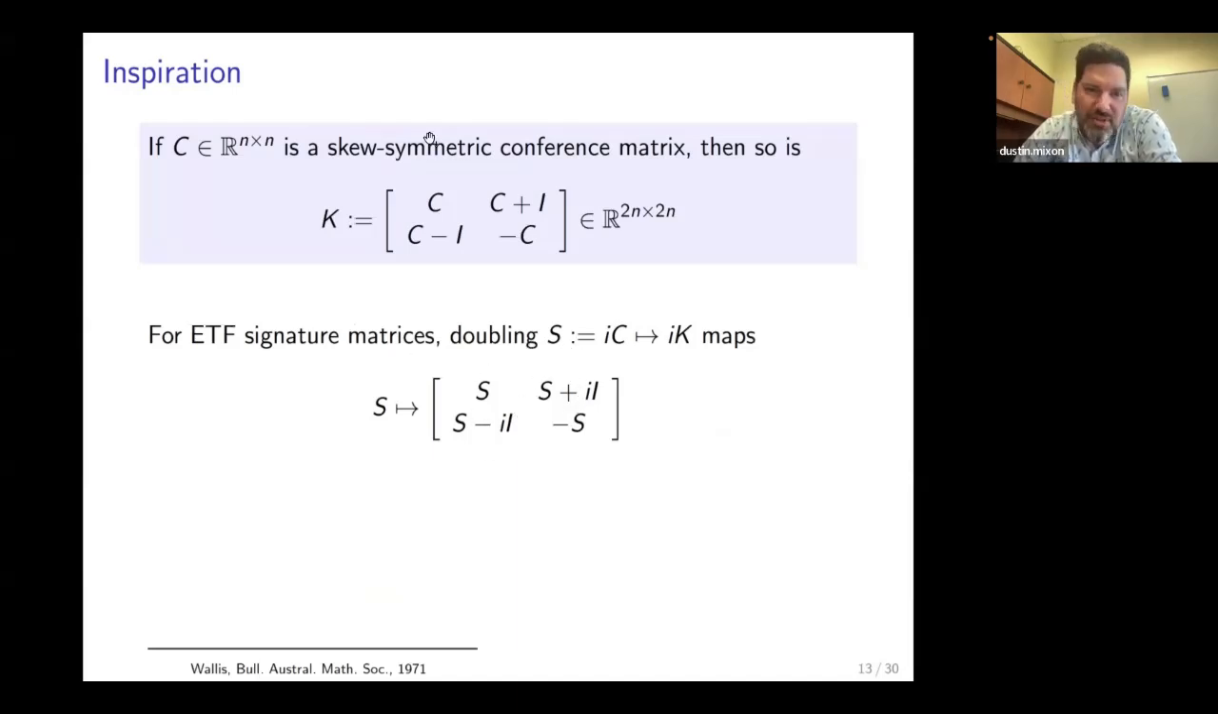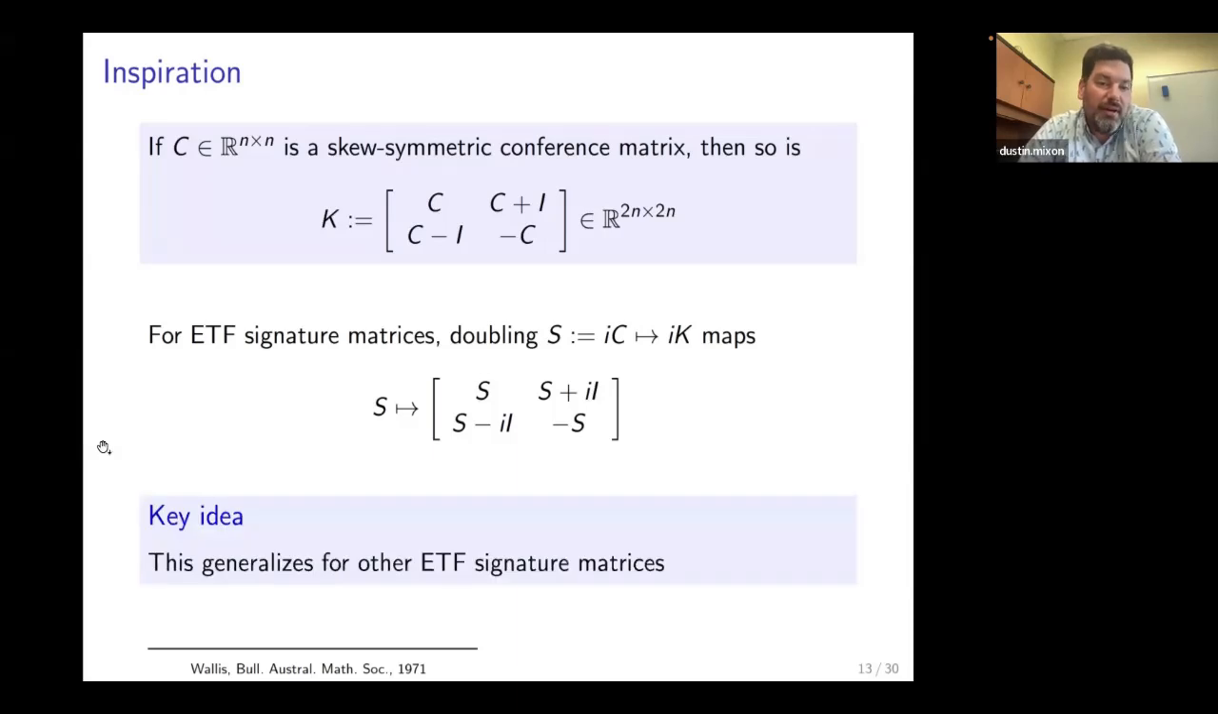Remember, when you take a skew symmetric conference matrix to turn into a signature matrix, you multiply by the square root of -1, and that multiplication appears, so S already has i multiplied by it, but then when I do this plus i and minus i, I need to multiply by that square root of -1. So this is doubling in ETF land. And you might wonder, hey, can I do this to other signature matrices of ETFs?